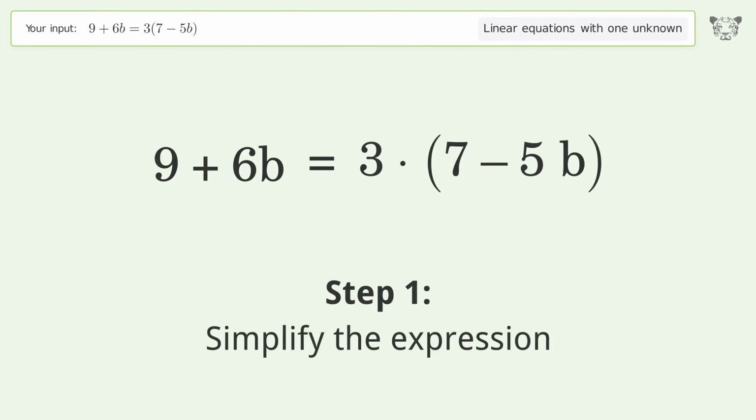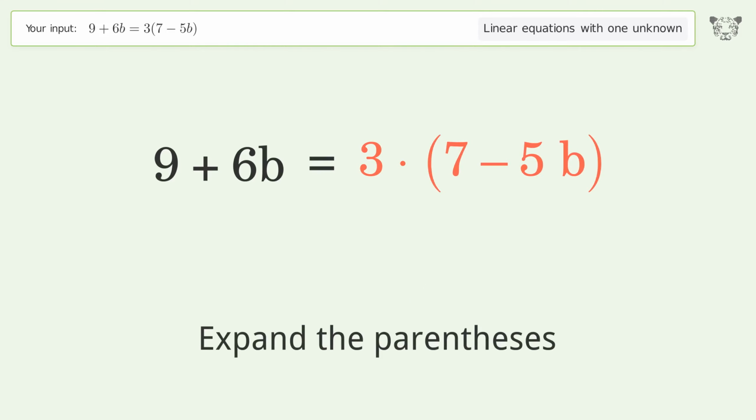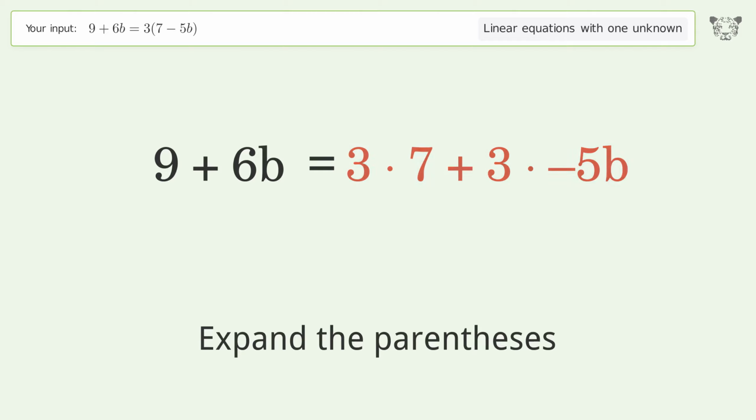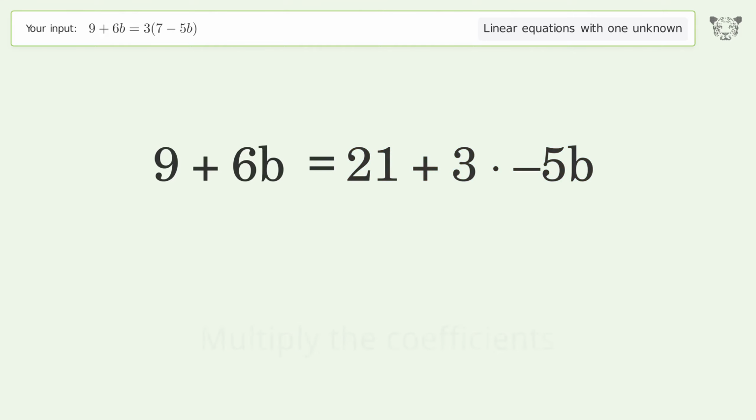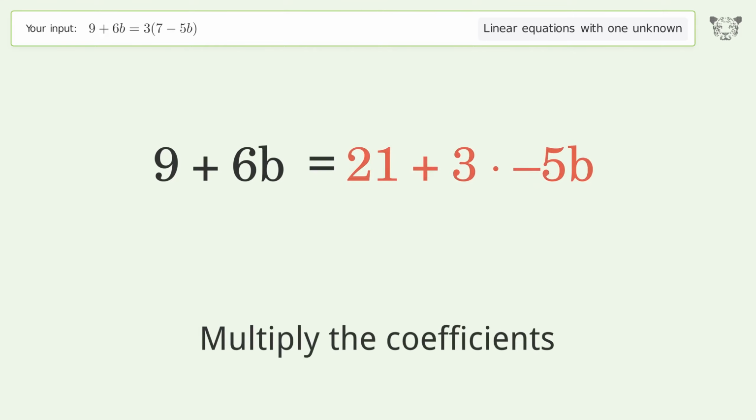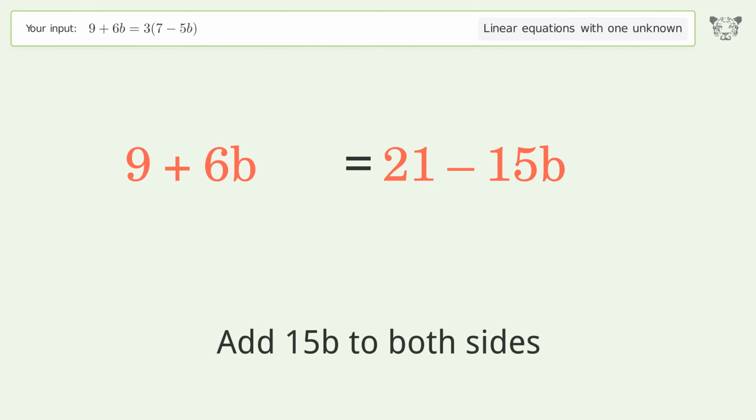Simplify the expression. Expand the parentheses. Simplify the arithmetic. Multiply the coefficients. Group all b terms on the left side of the equation. Add 15b to both sides.